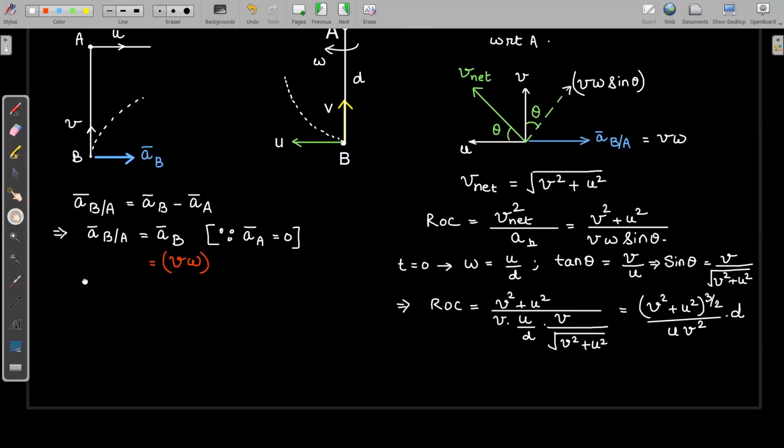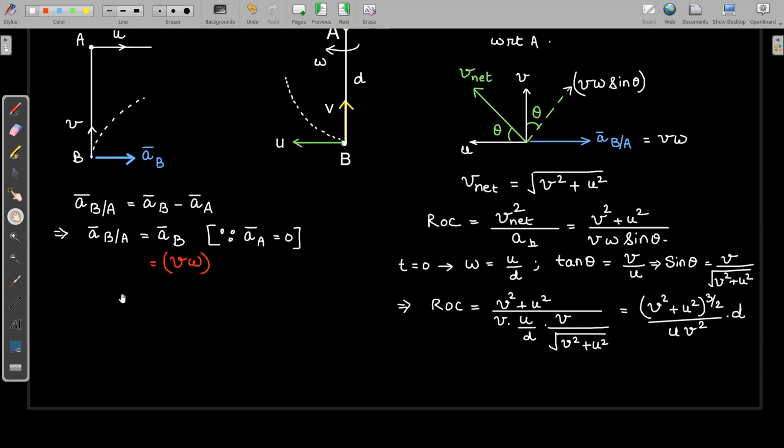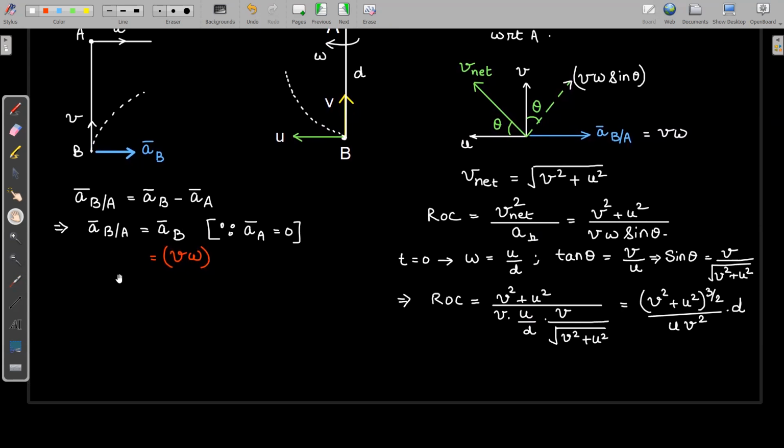Now, if the question had asked what is the radius of curvature of B with respect to ground, if we needed the equation of radius of curvature with respect to ground, so an additional point you can note in this question is if the radius of curvature at t equal to 0 with respect to ground is required.